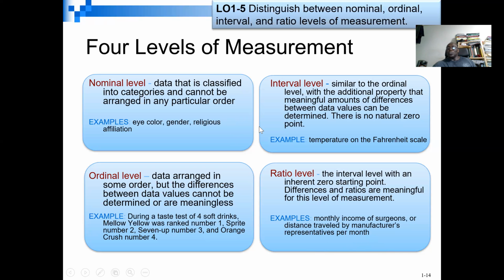So we have four levels of measurement. Nominal level means non-numerical values. Then we have the ordinal level, based on order. Interval level means zero doesn't mean nothing; there's no natural zero point. Then ratio has a natural zero point, so it is the interval level with an inherent zero starting point.